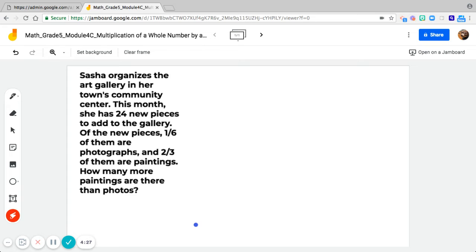Sasha organizes the art gallery in her town's community center. This month, she has 24 new pieces to add to the gallery. Of the new pieces, 1/6 of them are photographs, and 2/3 of them are paintings. How many more paintings are there than photos? Okay, so I want you to think about what mathematical questions we can ask about this situation. Okay, so let's take a moment to think about any questions that arise from this problem, mathematical questions.